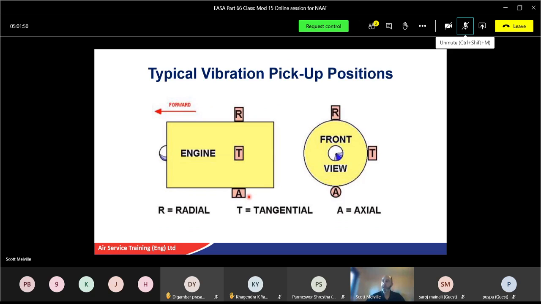Pickup positions, as I said, radially, axially, and tangentially. So tangentially is perpendicular to the axis, radial for round, and axial in line with the axis. So there's the typical sort of positions you would find fitted to an engine.